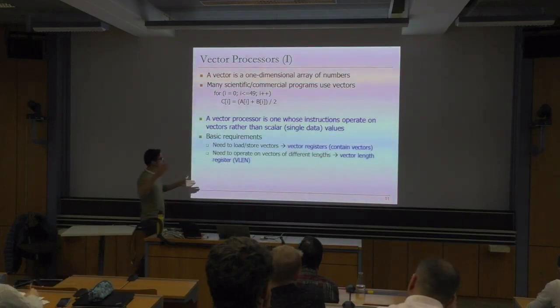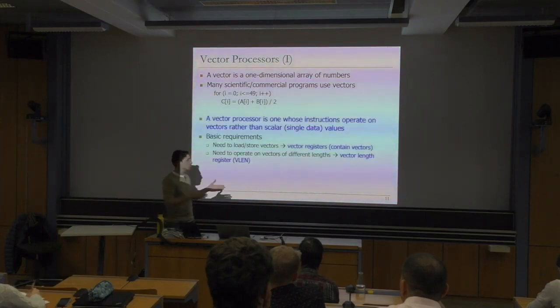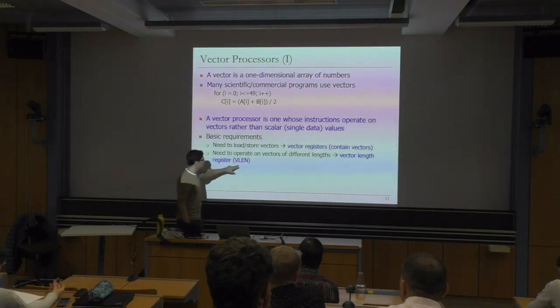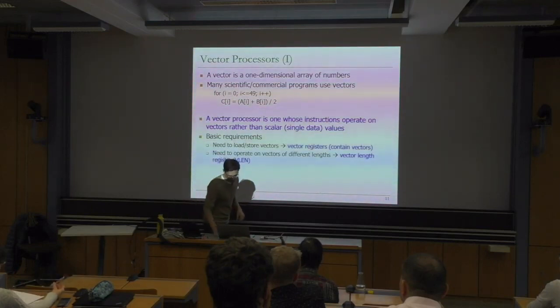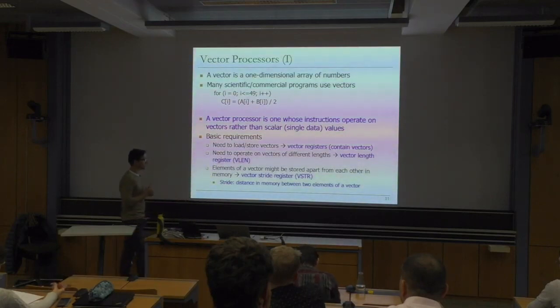But these vector registers have a certain length, right? They will have the size that they have, for example 50, and we can fit 50 elements in them. This is what we call the vector length. Usually this vector length is going to be stored in a special register that will contain the vector length.